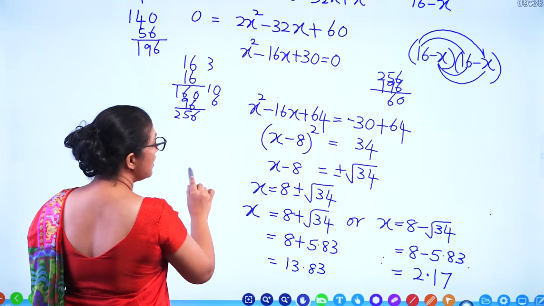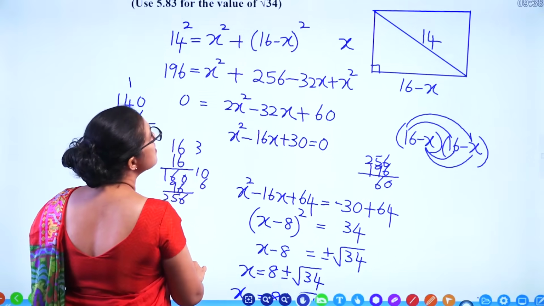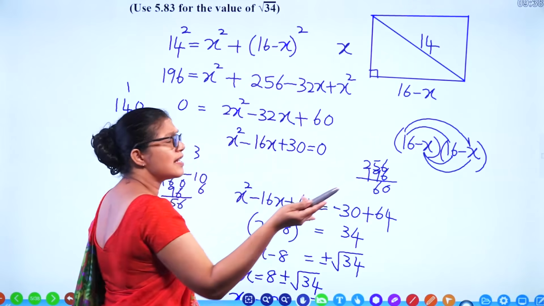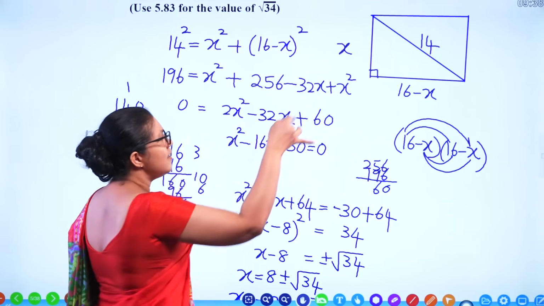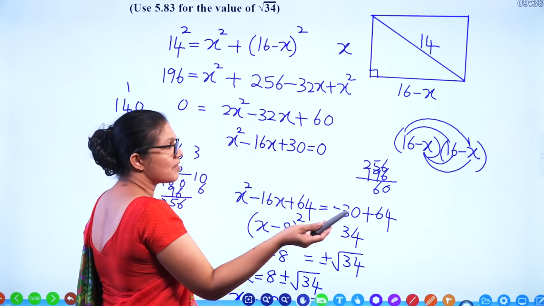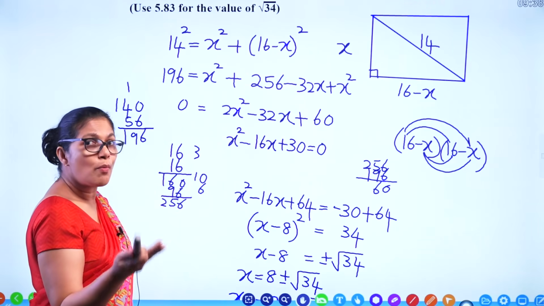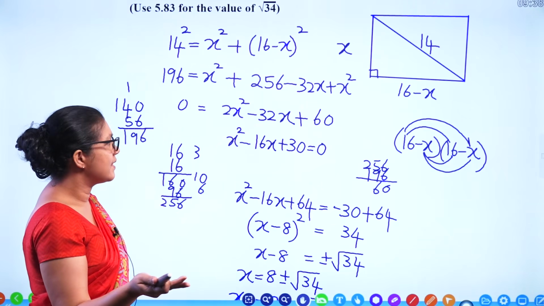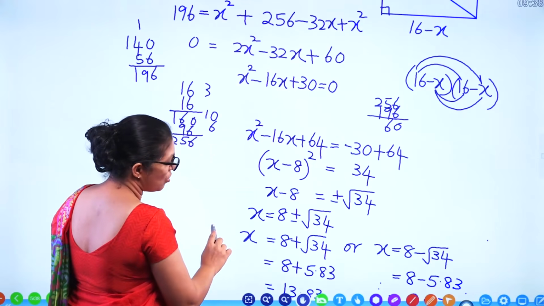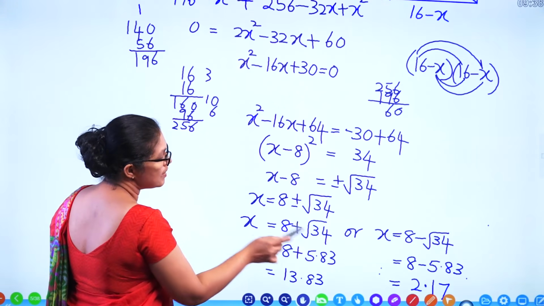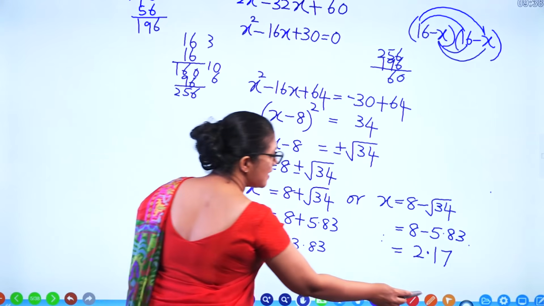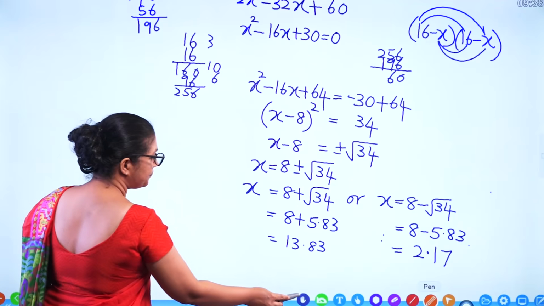So if you put 13 as x, what happens to the length? 16 minus 13. Then you can see the breadth is bigger than the length. Normally the breadth is smaller than the length. So this value, 13.83, is not possible because of that. So what is the possible value? 2.17 is the possible value.